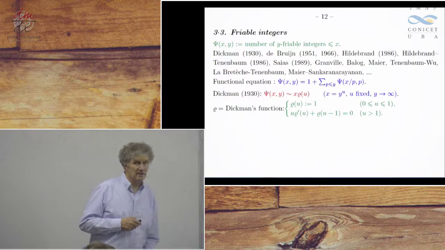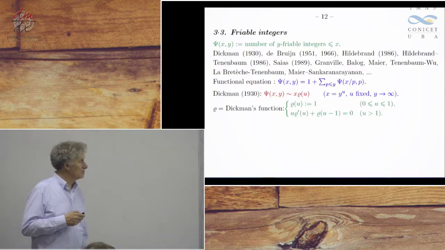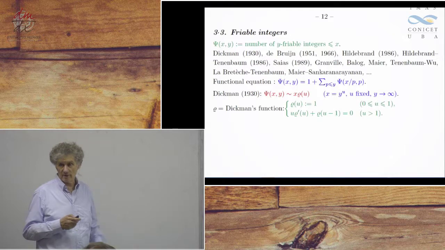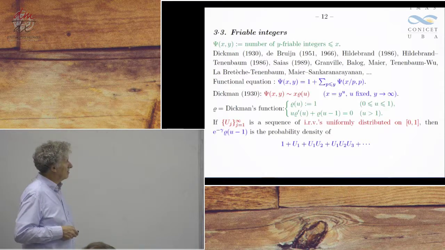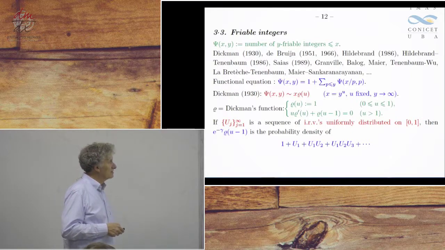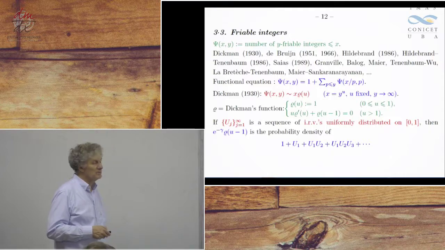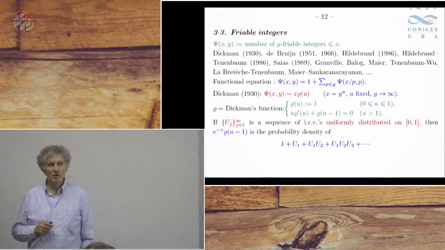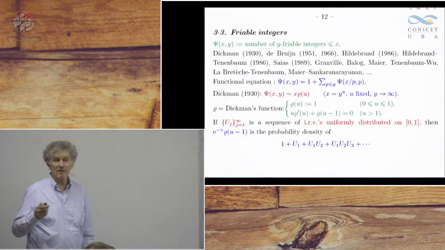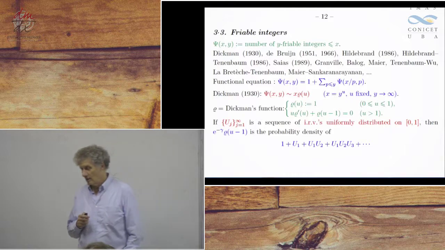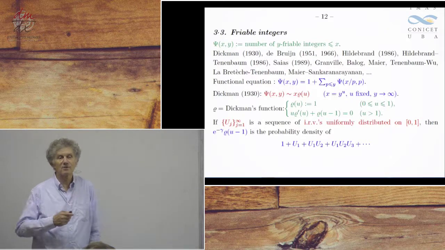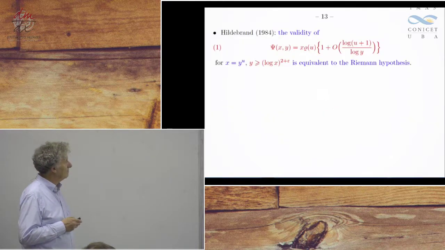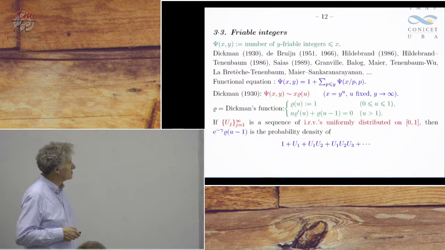So it is a characteristic of sieve problems, because solutions of differential equations come into play. Now, for probabilists, if u_j is a sequence of independent random variables uniformly distributed on (0, 1), then e to the minus gamma times rho of u minus 1 is the probability density of this converging series. So the Dickman function actually arises in many parts of mathematics. Also, it arises in models for the stock exchange, for instance. It arises in plenty of places. Okay. Now, we have this result of Dickman.